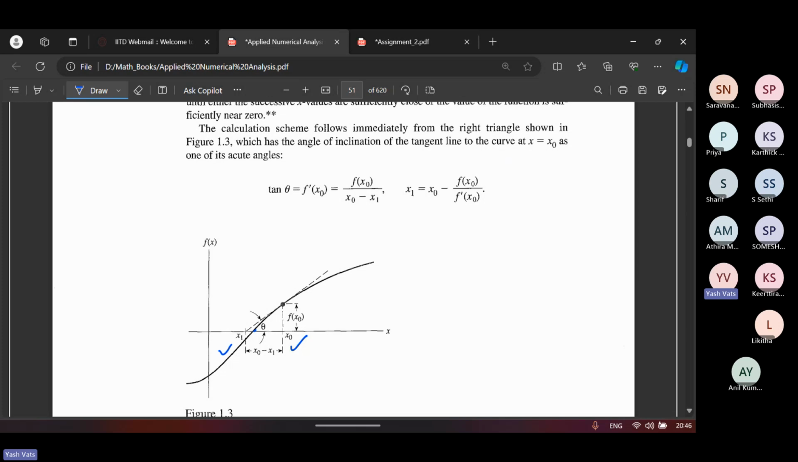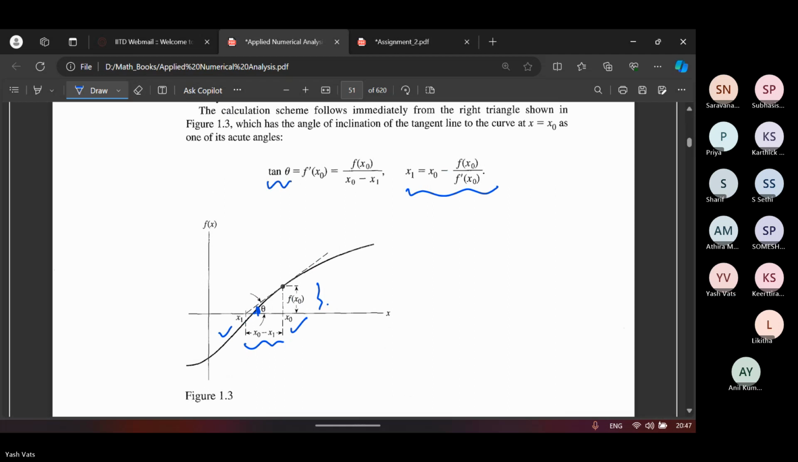So you just try to use the formula which says that the angle at which the curve intersects the x-axis is theta. So tan theta is just the slope, so it should be f prime x0, which is the same as f(x0) upon x0 minus x1, by the formula of tangent. And you just interchange it, and try to find out the value of x1 using this. Do you understand this? This is an easy way.